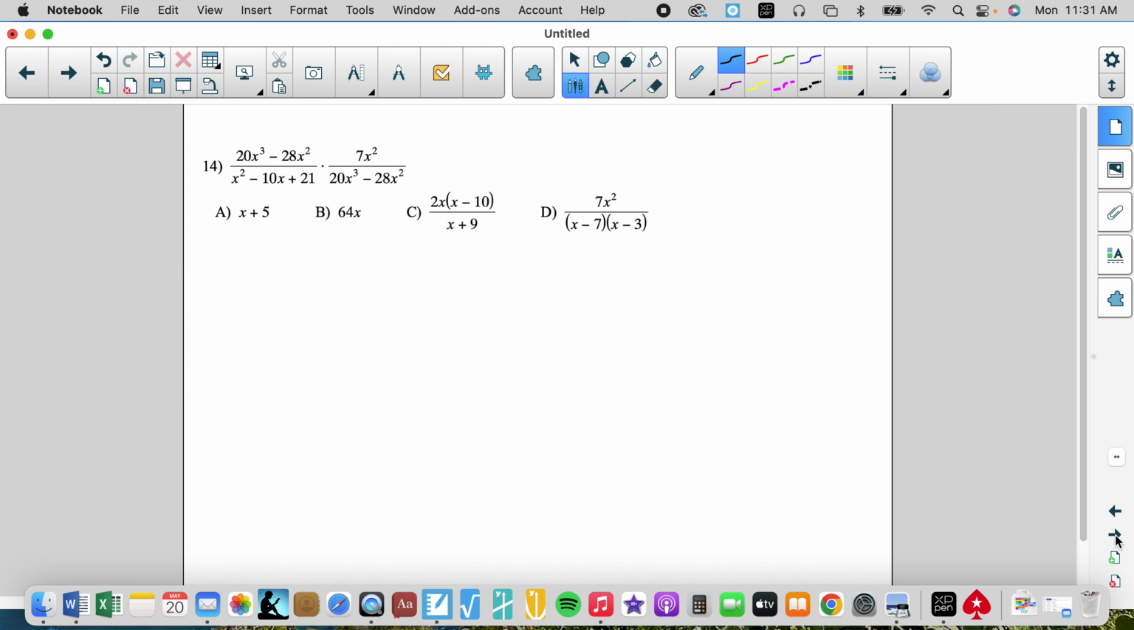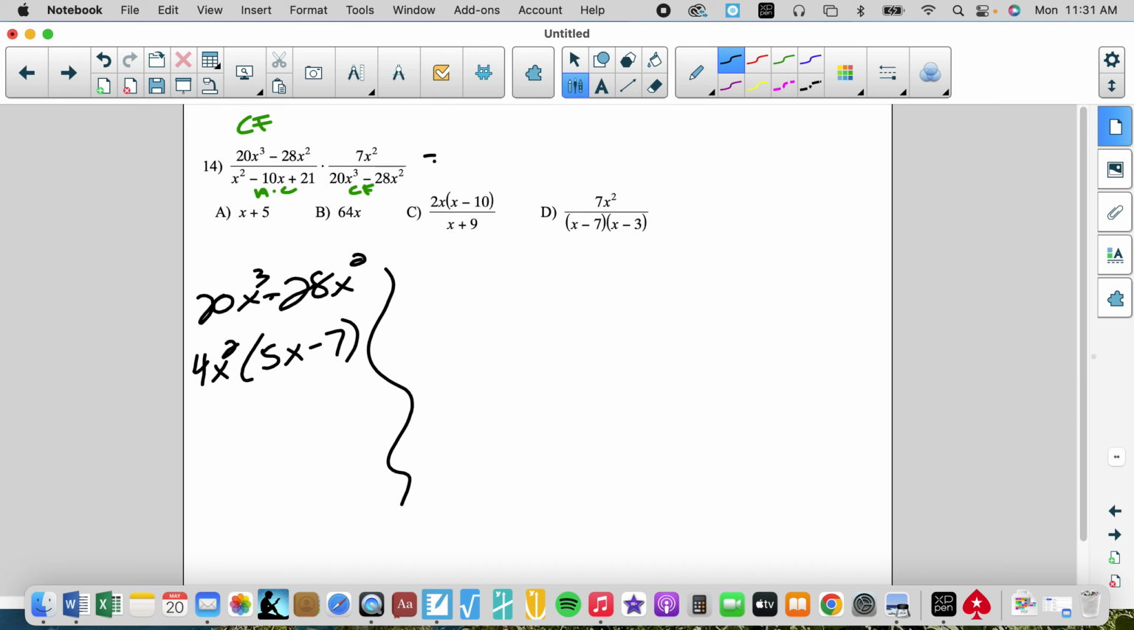Number D. All right. So we're still multiplying. So this is going to be a common factor. This is going to be A times C. That can't be factored. That's going to be a common factor. So 20x to the third minus 28x squared. Let's factor out a 4x squared. That gives me 5x minus 7. So 4x squared times 5x minus 7.